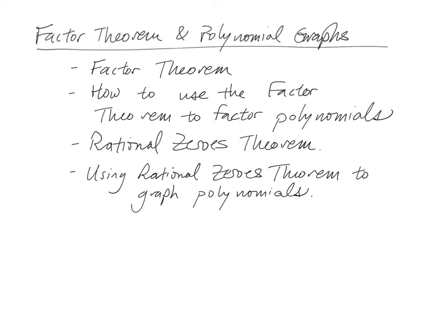Then I will go ahead and use the rational zeros theorem so that we can factor the polynomial without needing any hints. In order to factor it, you'll see what I mean in a few seconds. And then we'll use the rational zeros theorem to graph polynomials, because we still want to be able to graph polynomials even though they may not look factorable. All right, let's jump into it.